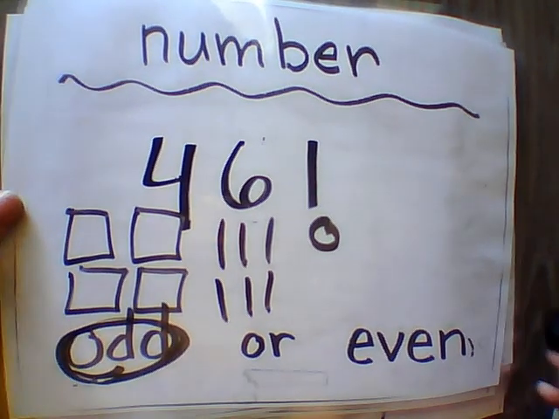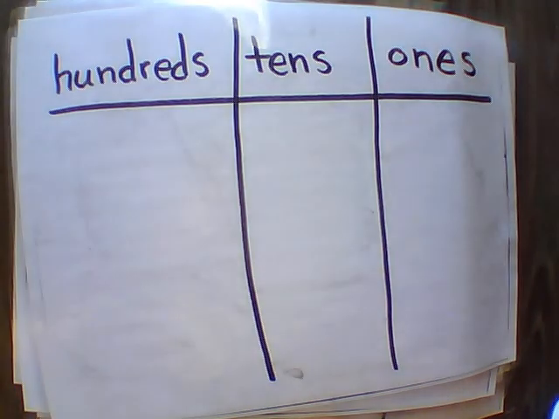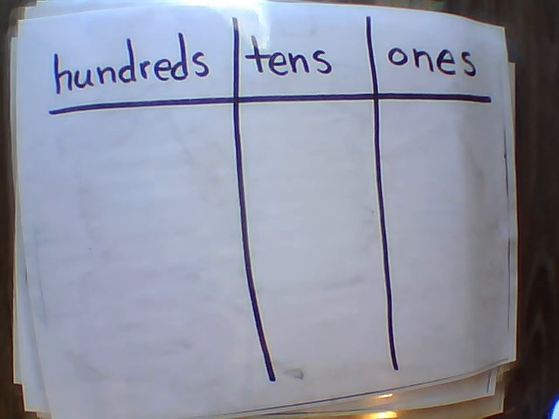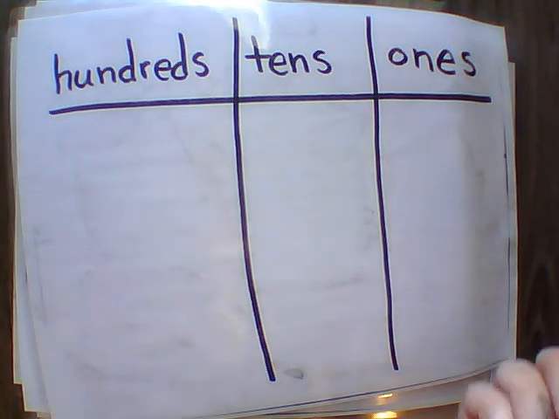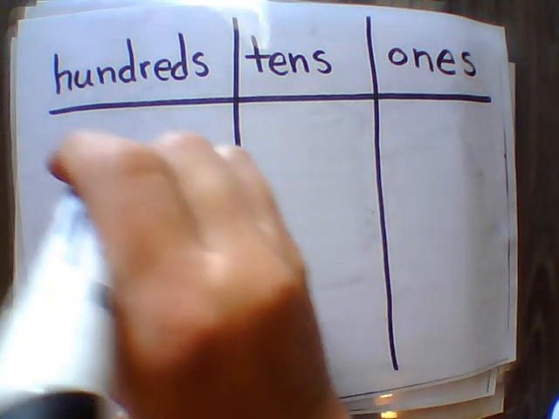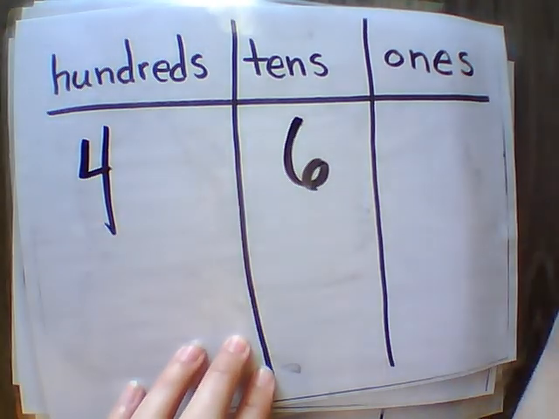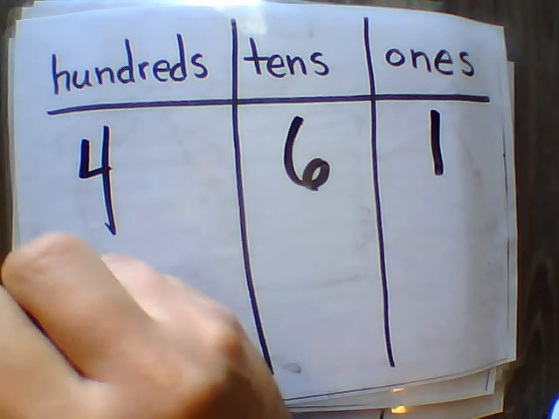Alright, using the number 461, fill in your hundreds, tens, and ones. So pause the video and do that now. Go. So in the number 461, we have 4 hundreds, 6 tens, and 1 one.